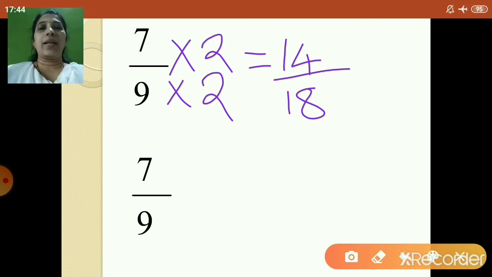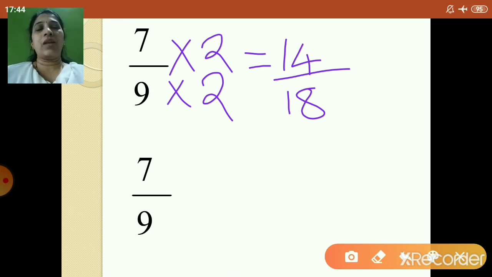So children, you can multiply it by any number, but you have to see that both the numerator and the denominator should be multiplied by the same number. It is not necessary that you have to multiply it by 2 only. You can take 3, you can take 4, you can take 5, 6, 7, 8, 9 as you wish.